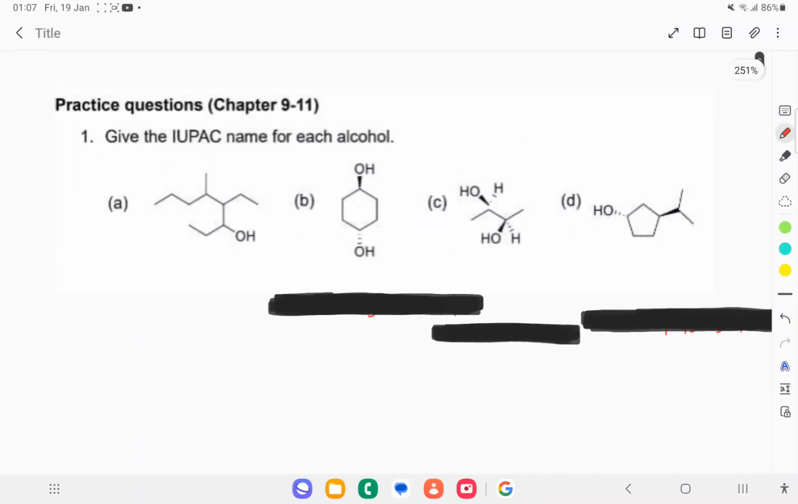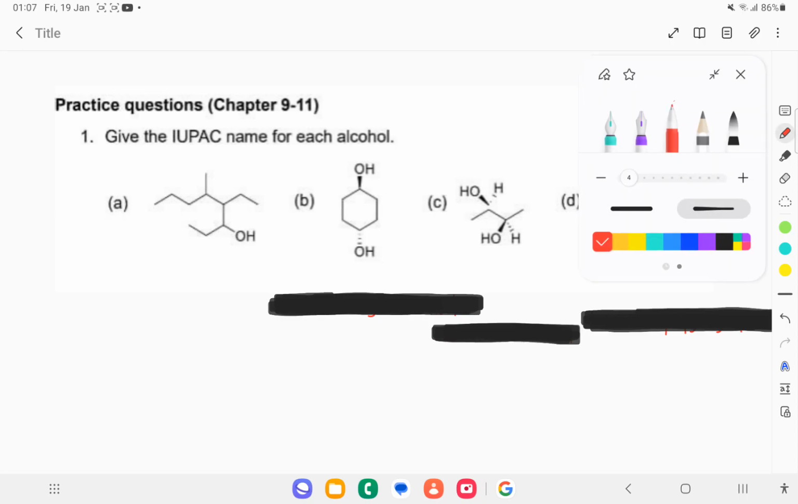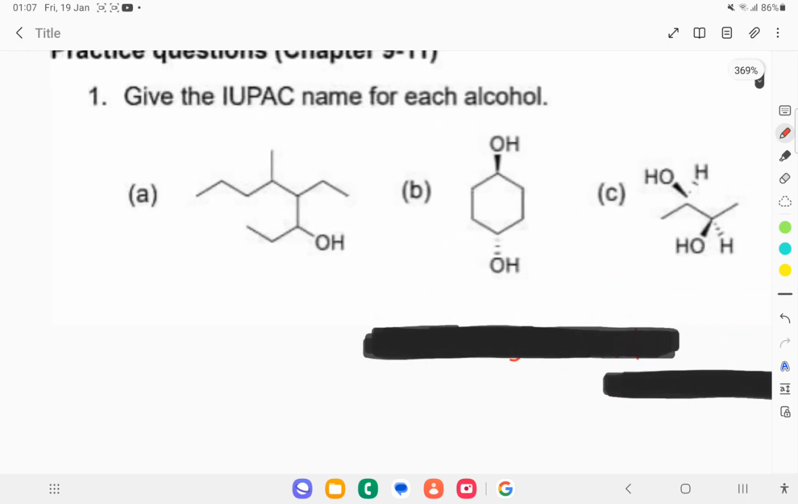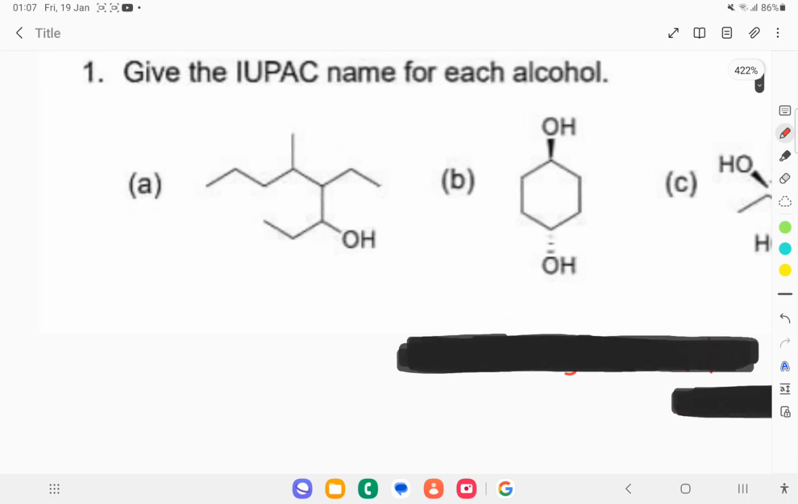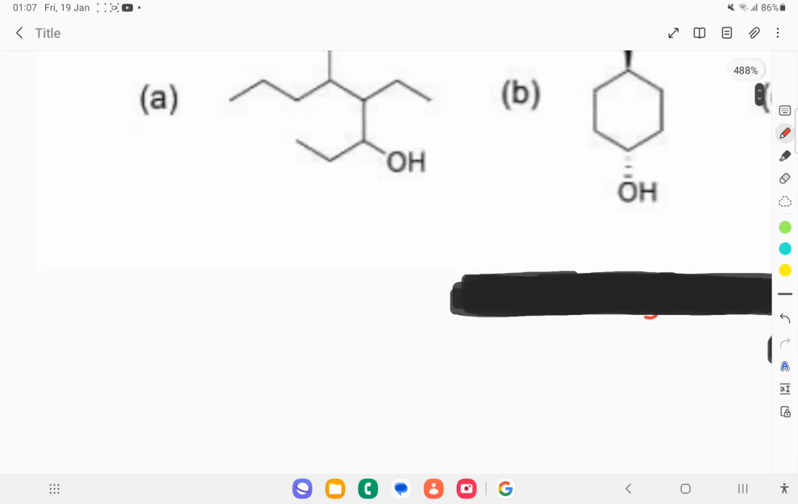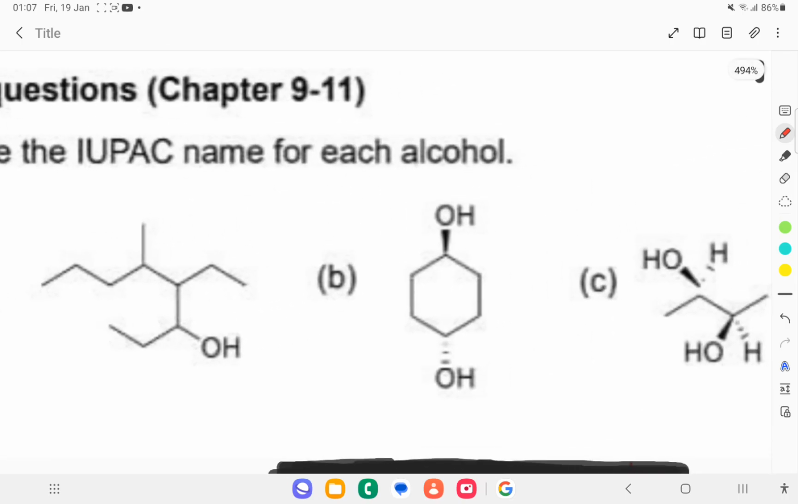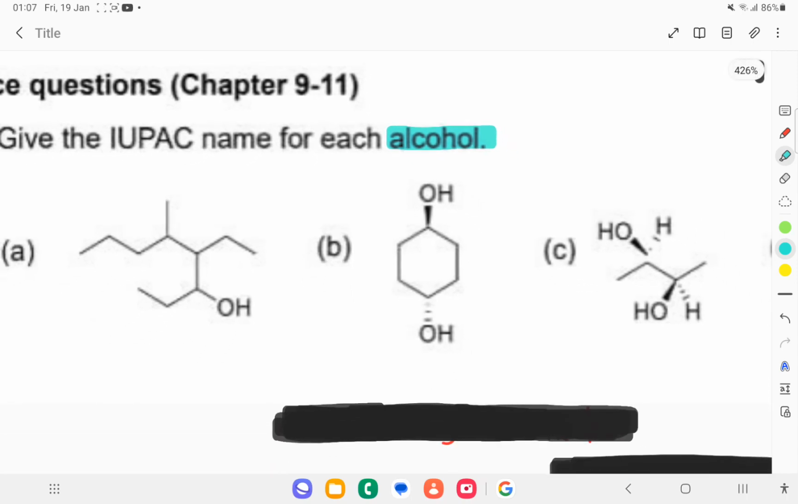Hi everyone, so today we will learn how to name an alcohol compound. Basically, in naming a compound or a molecule, you must know what the functional group is. For this question, the question already tells us that the species of the compound is alcohol.